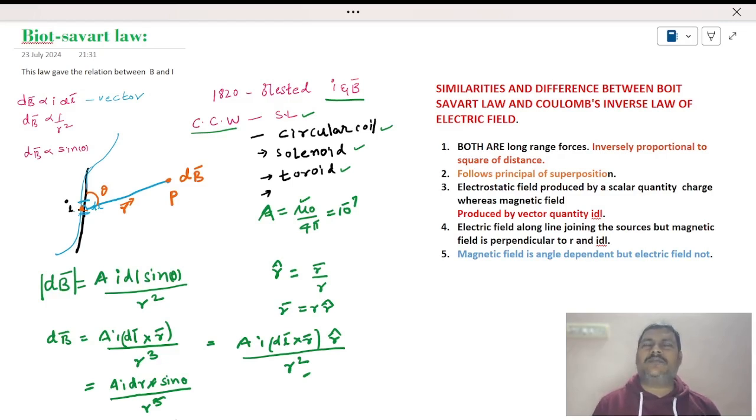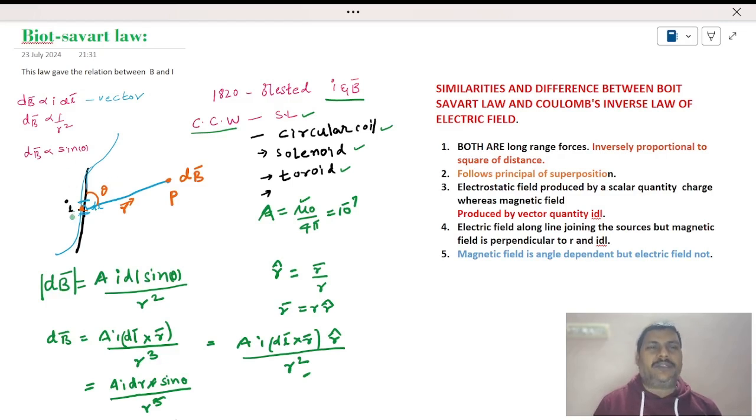These are field forces. Similarly, the field due to a current carrying conductor is a vector, and the field due to a scalar quantity, charge, is also a vector. But the source for the electric field is a scalar quantity, whereas the source for a magnetic field is a vector quantity, that is equal to the Idl element.